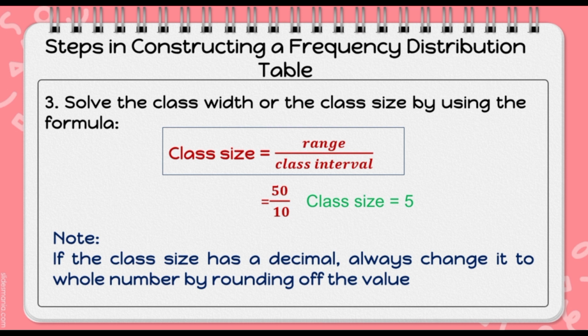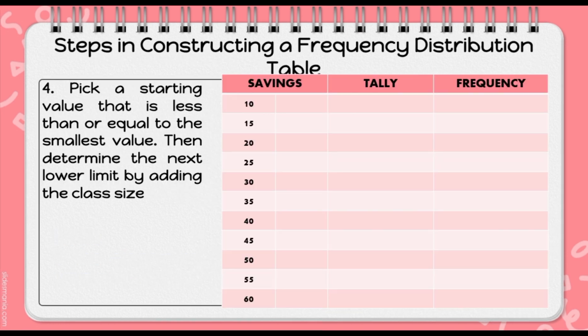And 0.5 and above, we will add 1 to our whole number. For example, 4.5 will become 5 because we will add 1 to our whole number, which is 4. So 4 plus 1 is equal to 5. I know you know this one because this is already tackled in your previous lesson in rounding off a number.